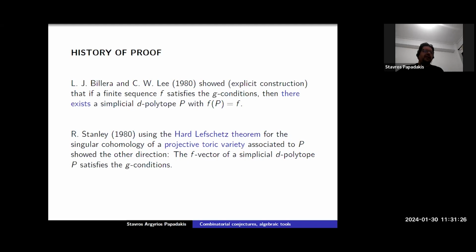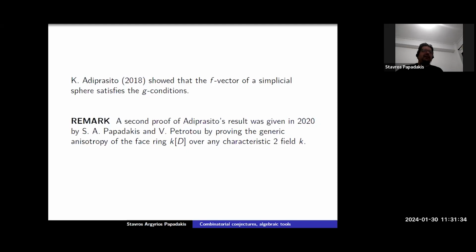And then, Adiprasito in 2018 proved that the F vector of a simplicial sphere satisfies the G conditions. Let me remark that we gave, with Vasiliki Petrotou, a second proof in 2020, which was based on proving the generic anisotropy of the face ring of D over any characteristic 2 field K.